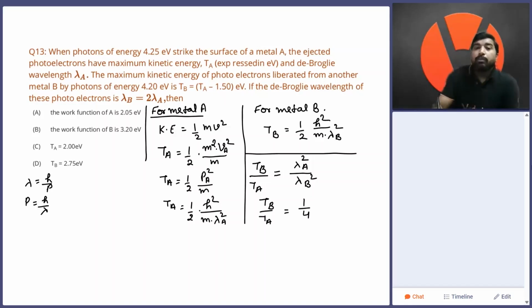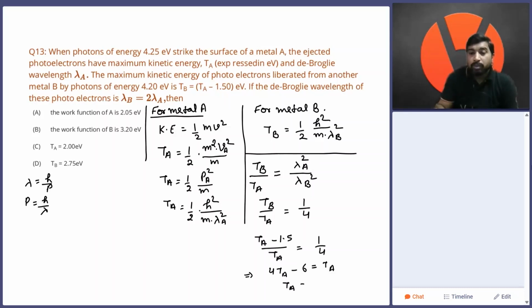As you know, Tb is equal to Ta minus 1.4, so (Ta minus 1.4) upon Ta should equal 1 upon 4. Now solve this. 4Ta minus 6 should equal Ta. So Ta is equal to 2 electron volt. From here we can see option C is the right option. To cross check the other options, you just need to put the value and solve for those.